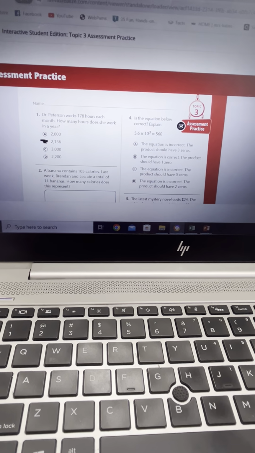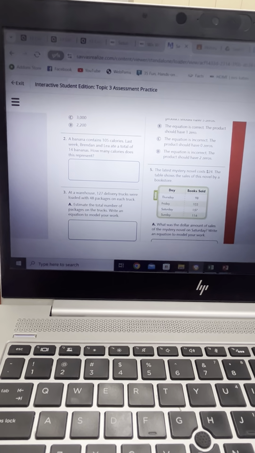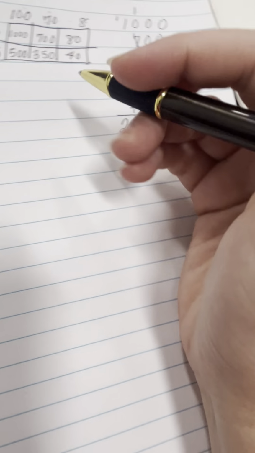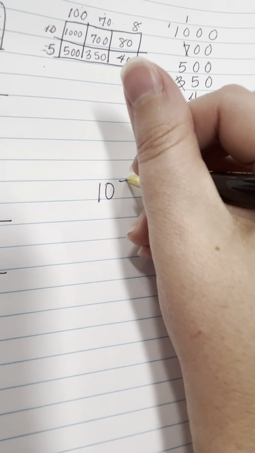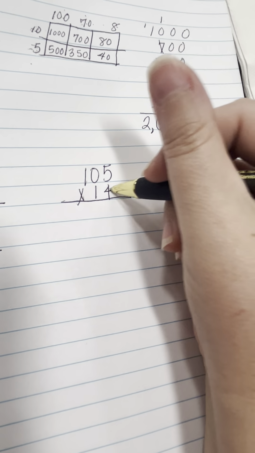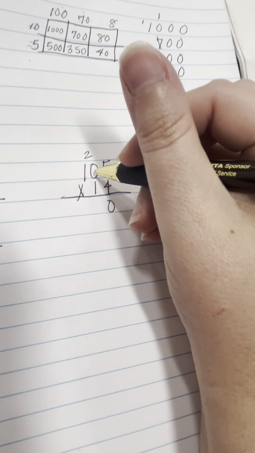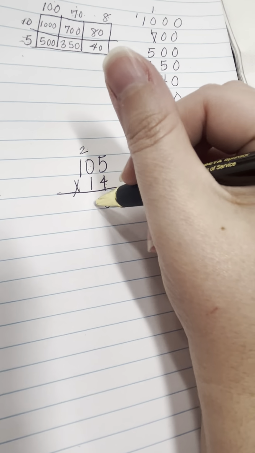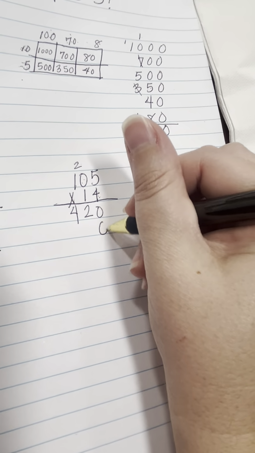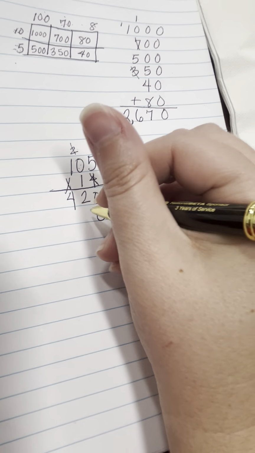All right, next, if I go down, number 2. A banana has 105 calories. They ate 14 bananas. How many calories does this represent? So we're going to do 105 times 14. 0 times 4 is 0. Plus 2 is 2. 1 times 4 is 4. Lay my egg. And I'm done with that. 105 times 1 is 105.